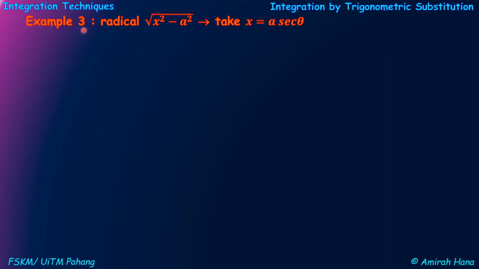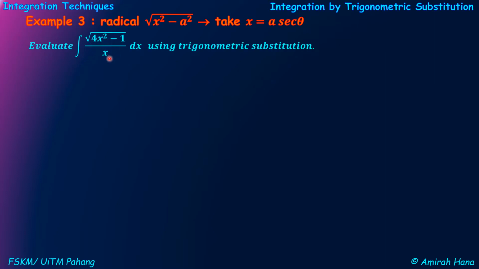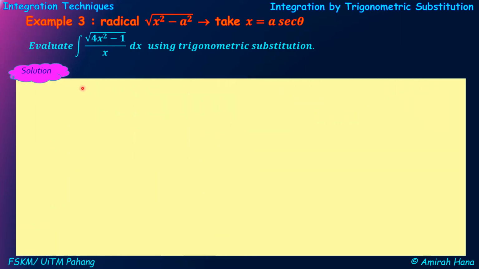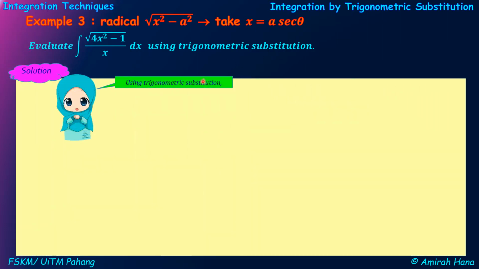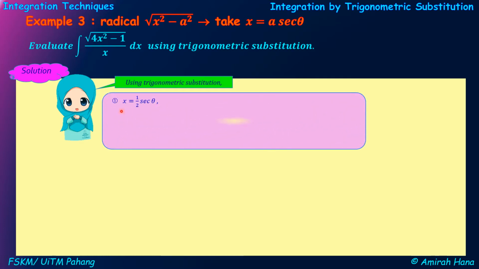Now we look at example 3, under radical with square root of x squared minus a squared, and we take x equals a sec theta, where a is a constant. Evaluate the integration of square root of 4x squared minus 1 over x dx using trigonometric substitution. First step, we take x equals half sec theta.